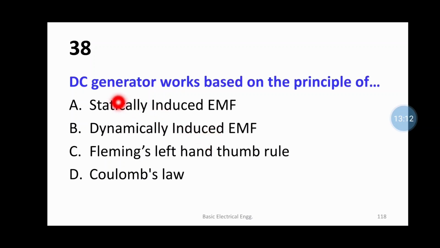Question number 38. DC generator works based on the principle of statically induced EMF, dynamically induced EMF, Fleming's left-hand thumb rule, or Coulomb's law. Of course, a DC generator works based on the principle of dynamically induced EMF, because you are rotating a conductor in the magnetic field. That is exactly what happens in a DC generator. Basically, it works on Faraday's laws of electromagnetic induction. However, it is a dynamically induced EMF in a DC generator. For the direction of the induced EMF, you can use Fleming's right-hand thumb rule.